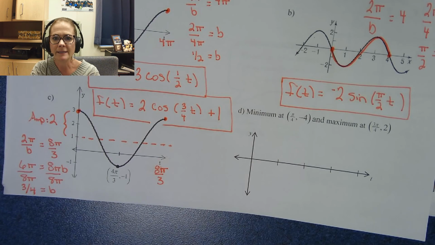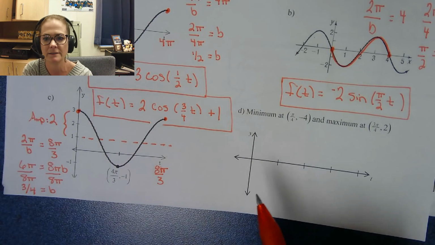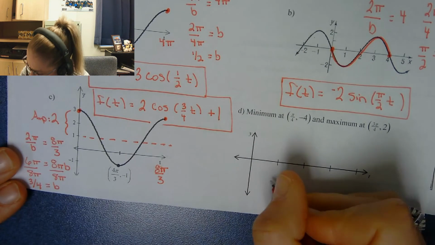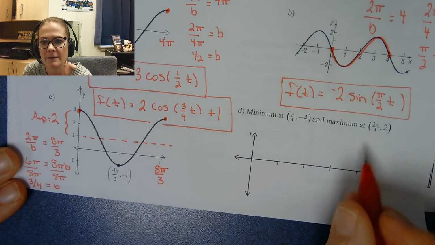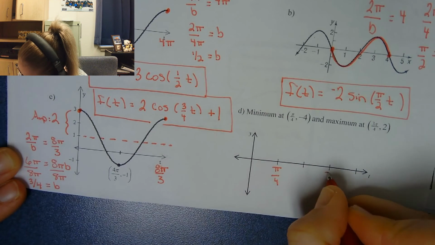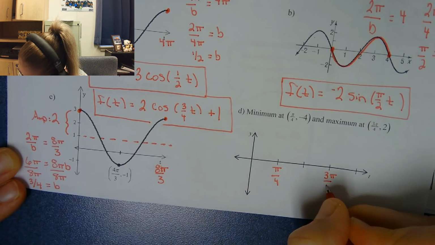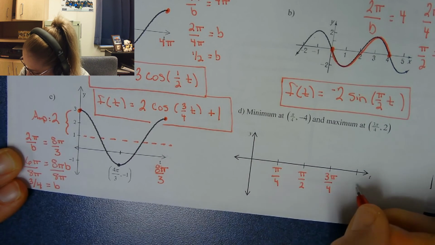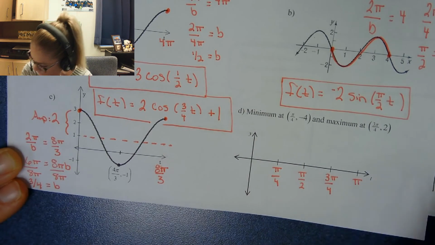All right, so the next one's a little different, and this graph here is to assist you to figure out what you've been given. So minimum at pi over 4, and a max at 3 pi over 4. Let's go pi over 4, and then 3 pi over 4. In between those would be pi over 2. So it looks like this is going to be ending at pi.